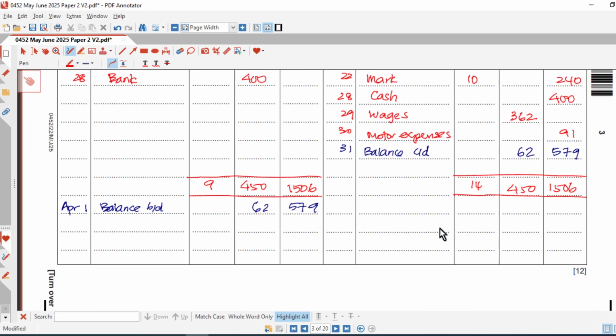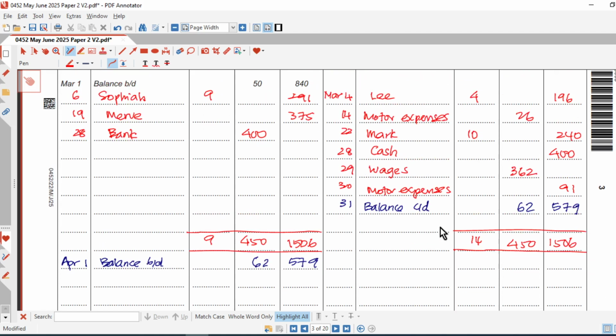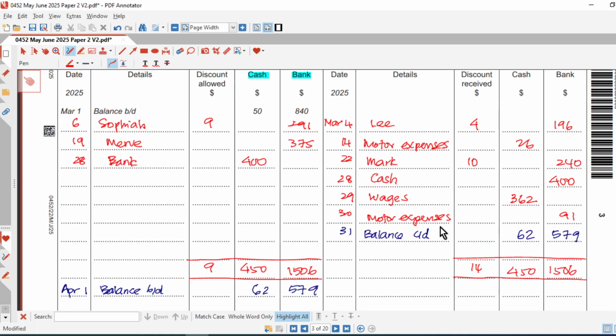And there you go. You should be easily getting your 12 marks from this cash book. It's very straightforward, nothing too complicated there, other than perhaps getting stuck with the discounts. But if you do enough questions, you should not have an issue. Alright, your 12 marks should be very easily secured.